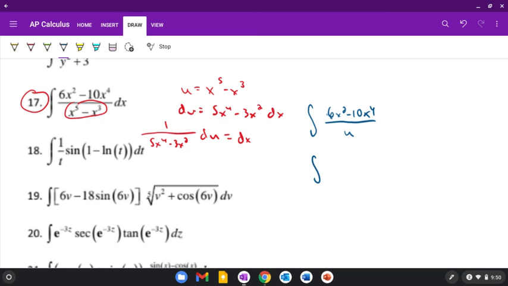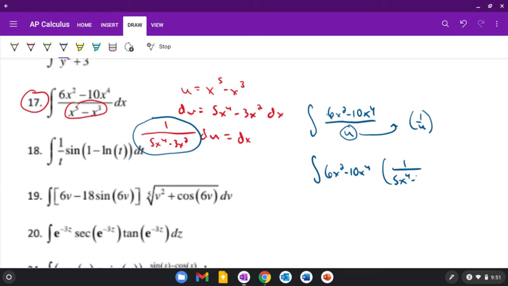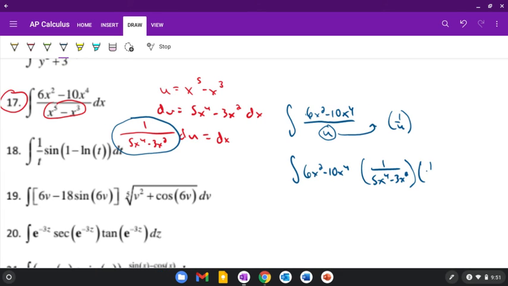I'm going to write this as 6x squared minus 10x to the 4th. And then this u, I'm just going to pull it out and write it as just 1 over u. It's going to look a lot less confusing if we write it that way. All right, and then I've got this other part here that goes in, and that was my 1 over 5x to the 4th minus 3x squared. And then I'm going to write my 1 over u du.